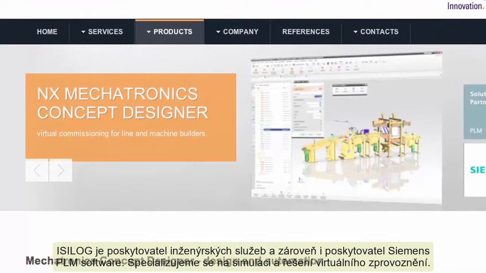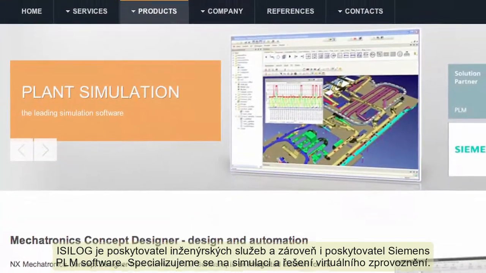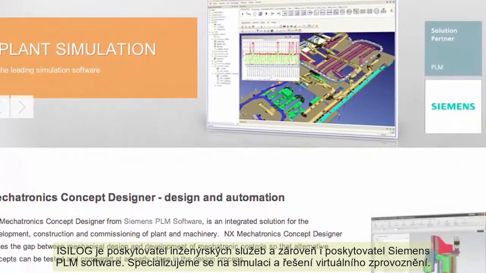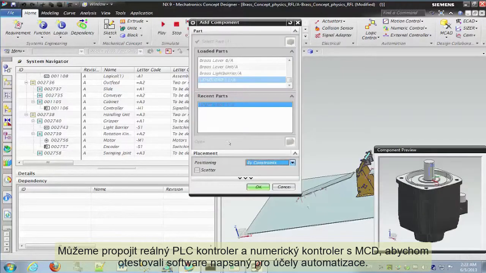EasyLog is an engineering service provider and a Siemens PLM software solution provider, and we are focused on simulation and virtual commissioning solutions and services. We are able to connect real automation controllers like PLC or numerical controls to MCD for testing the real automation software.